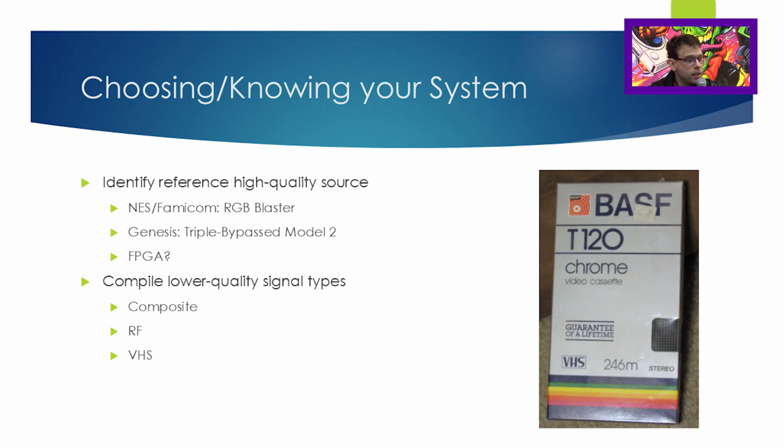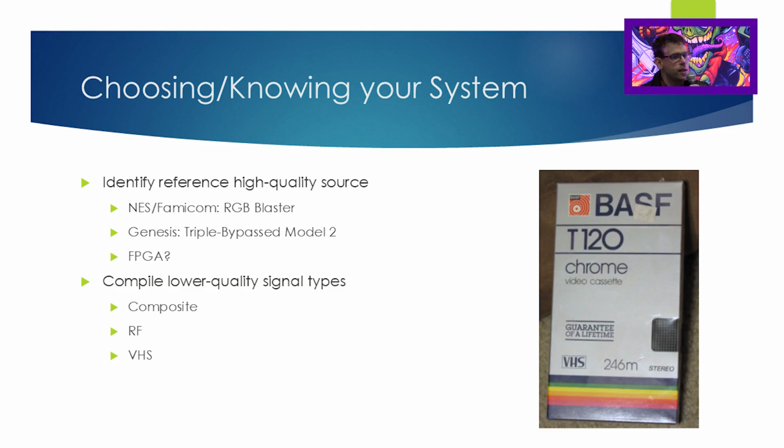So for the NES/Famicom model I created, I used a device called the RGB Blaster. It's made by a guy by the name of Crix. Some of you might know about some of his other products. But this was very useful in that it doesn't require your system to be modded. It actually goes in between the cartridge of the game and the system. It's an interesting little device that way.